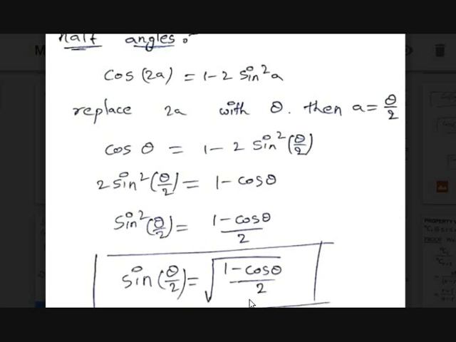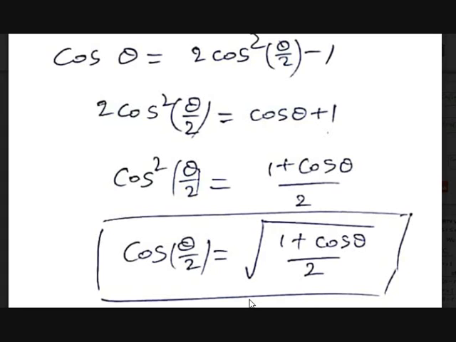Now let's see how to derive cos theta by 2. I think it is not necessary to say, but let's see. Cos theta will be 2 cos square theta by 2 minus 1. If we replace 2a with theta, then if we send 1 to the other side, 2 cos square theta by 2 is equal to cos theta plus 1. So cos square theta by 2 is 1 plus cos theta by 2. Cos theta by 2 is square root of 1 plus cos theta by 2. It is very similar to the way we proved sine theta by 2, right?